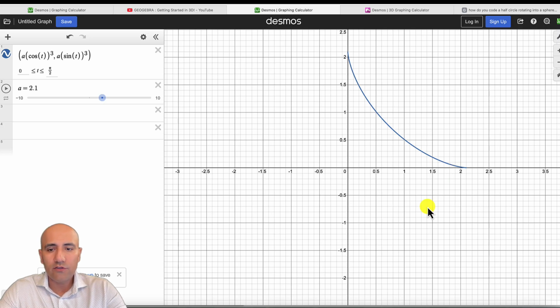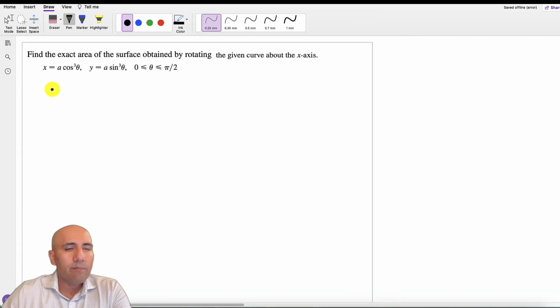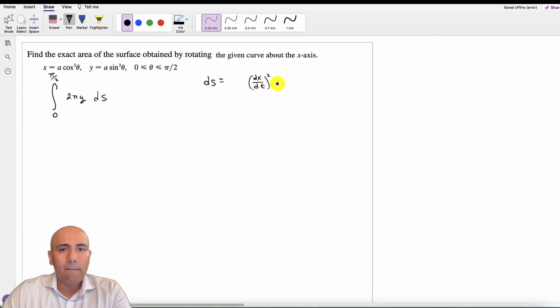All right, so let's do our calculation. We need to set up our integral. Our integral is going to be equal to the integral from 0 to pi over 2 of 2 pi y, y because we're rotating about the x-axis, so we need 2 pi y. And then we need the ds, which in this case is equal to the square root of dx d theta squared plus dy d theta squared.